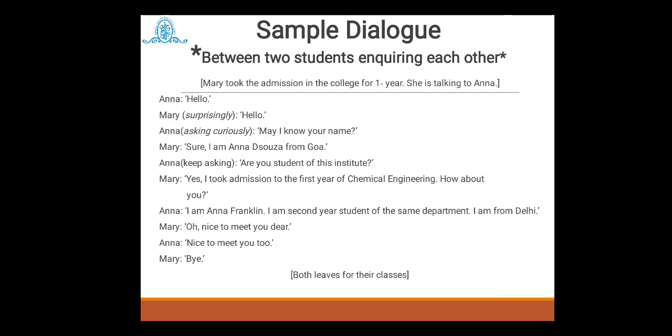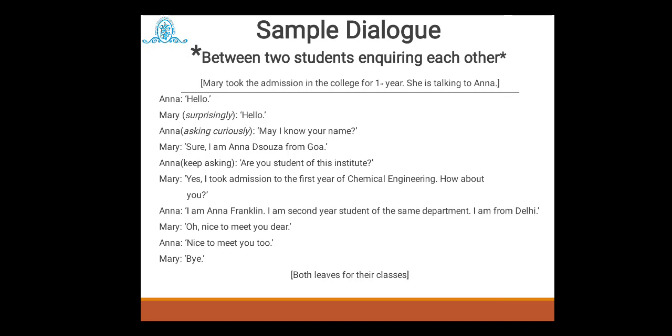Now I am going to present here a sample dialogue, so you will have a clear-cut idea how a dialogue should be formed. This is the situation or conversation between two students inquiring about each other. So I am going to provide here, first of all, the background that is given in a square bracket. You can easily see here. For example, Mary took admission in the college for first year. She is talking to Anna.